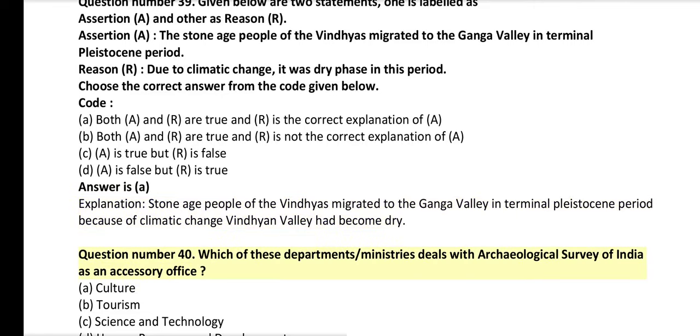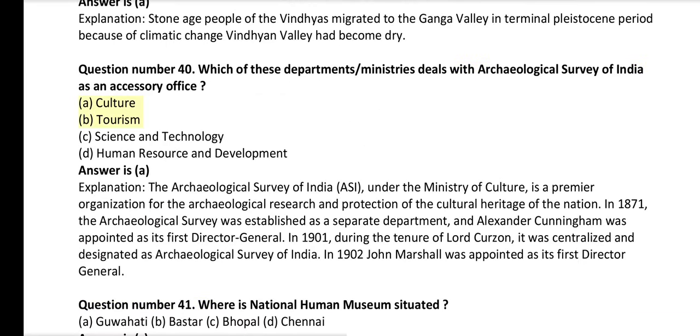Question number 40. Which of these departments, ministries deals with Archaeological Survey of India as an accessory office? A. Culture. B. Tourism. C. Science and Technology. D. Human Resource and Development. Answer is A.